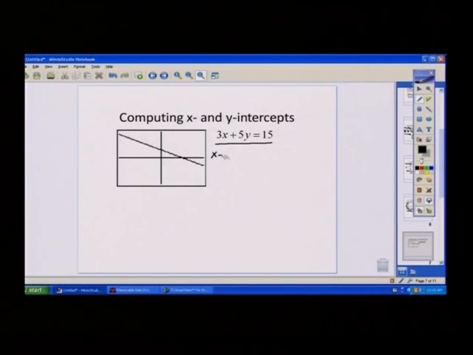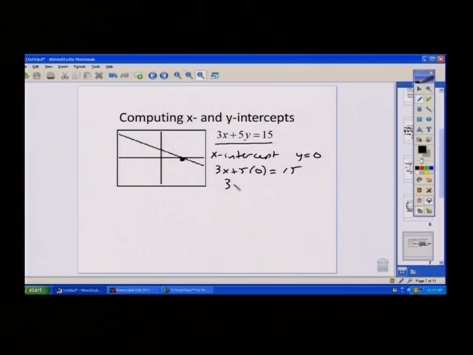So an x-intercept is when your y is equal to 0. So in the graph, your x-intercept would be right there where your y value is 0. To find that location, I'm going to take the equation and substitute 0 in for y.